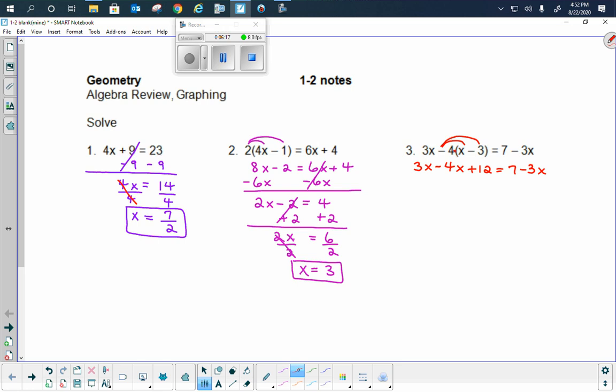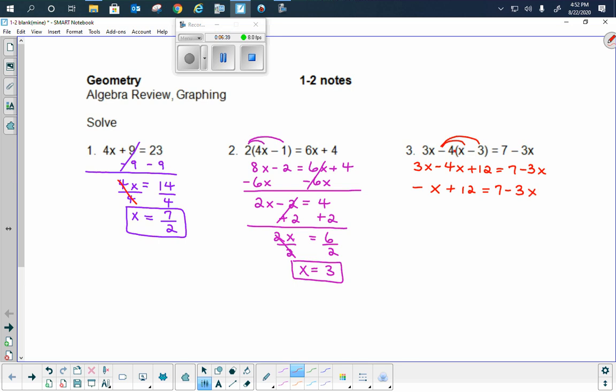Remember, in mathematics, we do not write 1 in front of x's, okay? Just like we also don't write x to the first, we just write x. So get out of that habit if you are in it, please. But that does mean -1x plus 12 equals 7 minus 3x.